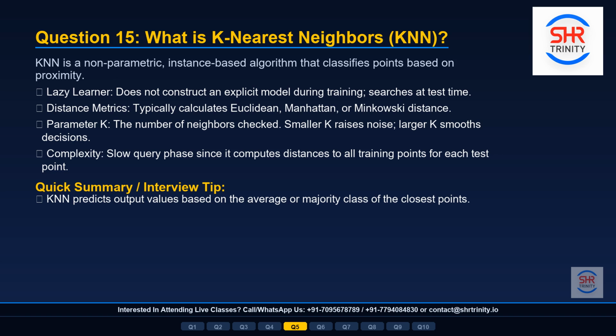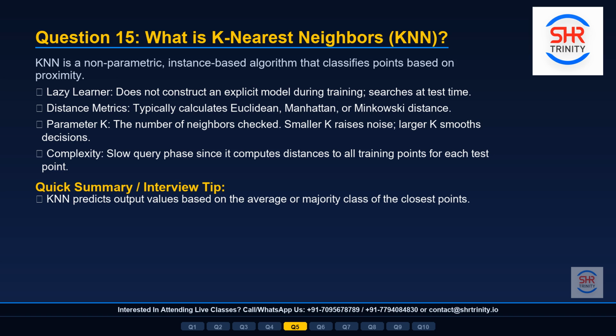When a new query point needs a prediction, the algorithm searches the entire training dataset to calculate the distance to all points. It typically uses distance metrics like Euclidean distance, Manhattan distance, or Minkowski distance.